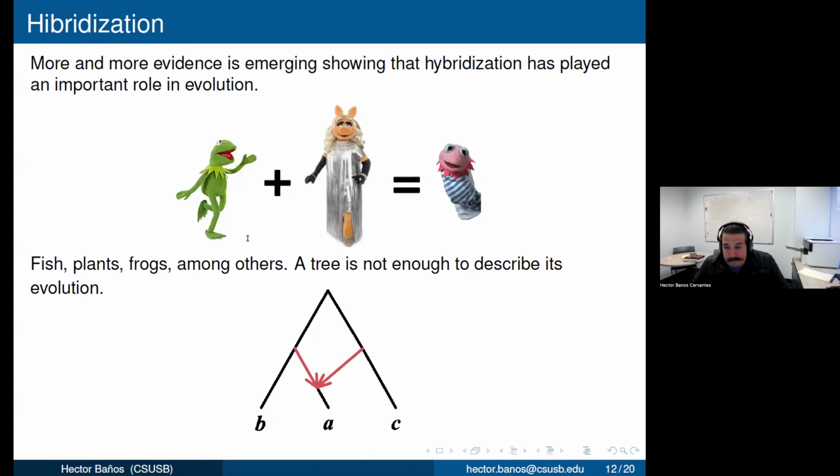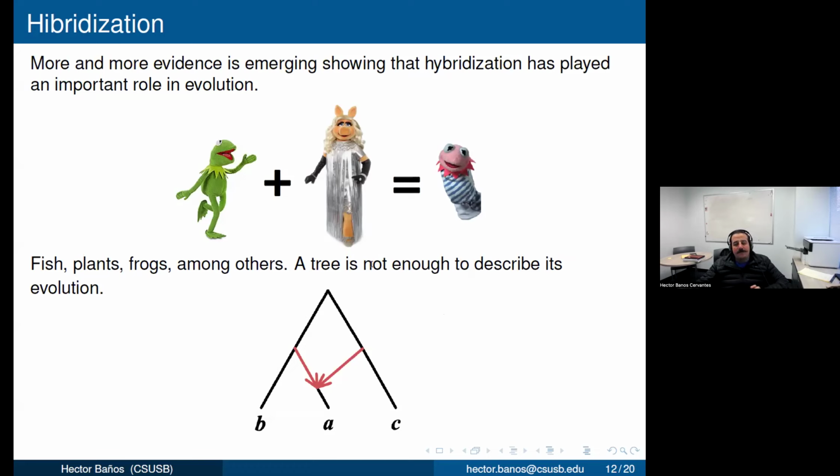The thing that I'm most interested in is hybridization, and that occurs when two different species merge genetically to create a new one. Here I have a mock-up example, like Kermit the Frog and Miss Piggy having a pink frog, but this is known to happen a lot for some types of fish, plants, frogs, salamanders, among others. In this case, we don't use a phylogenetic tree, but a phylogenetic network.